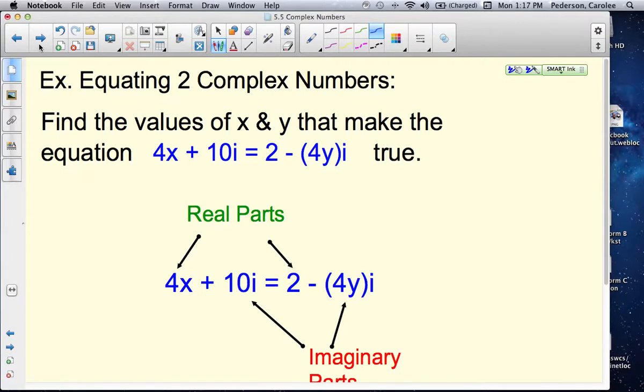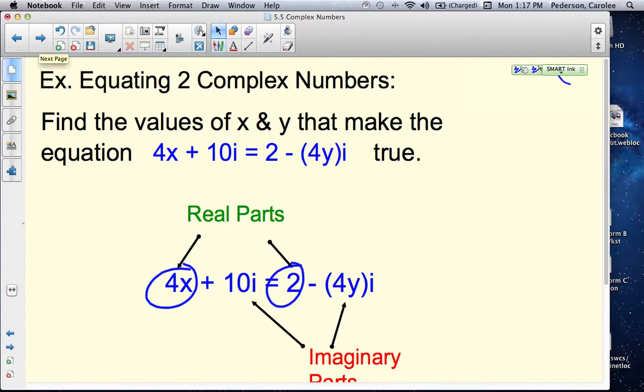The last thing is an example where we equate two complex numbers by finding the values of x and y such that it makes this equation true. So remember equations. Equations are things on the right side that are equal to the things on the left side. So if I have 4x plus 10i equals -10 minus 4i, I have the real parts, which are right here, and then I have the imaginary parts, right there.